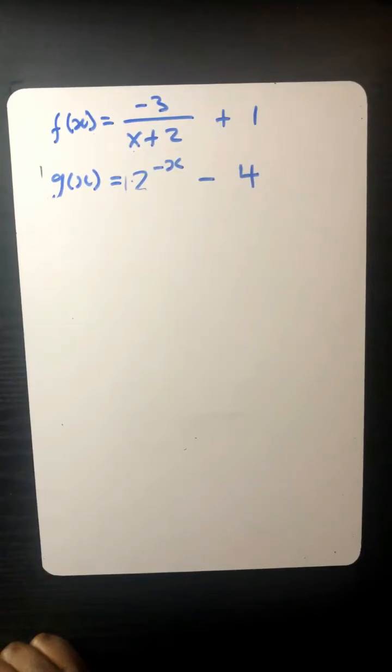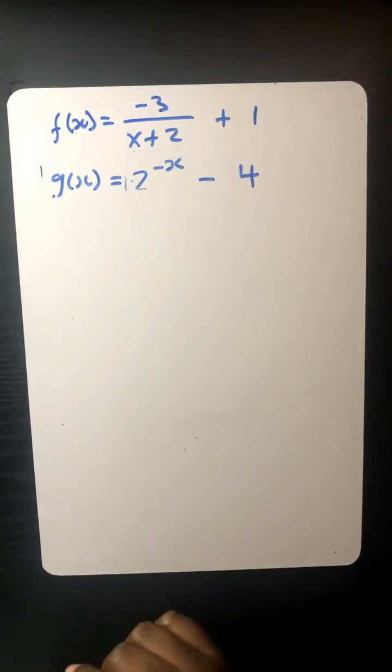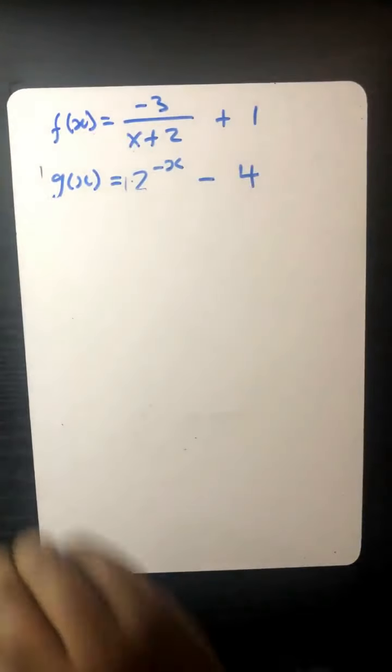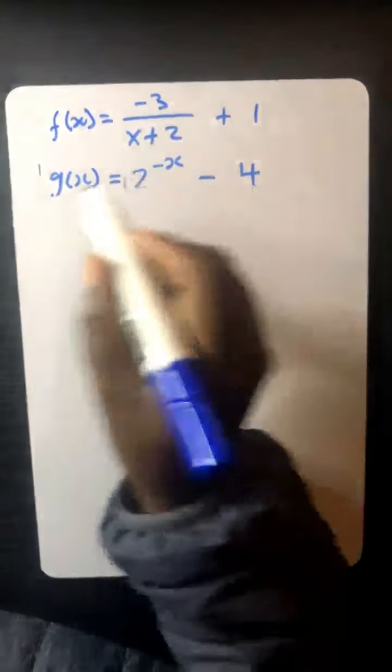Write down the range of G. Jennifer. Oh, Jennifer. Okay. They say, write down the range of G. Good people, where is G?